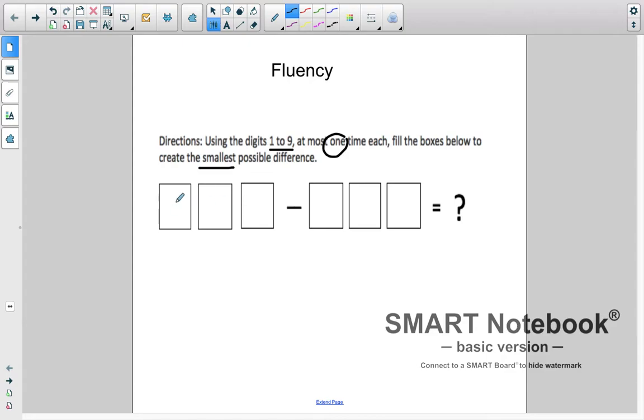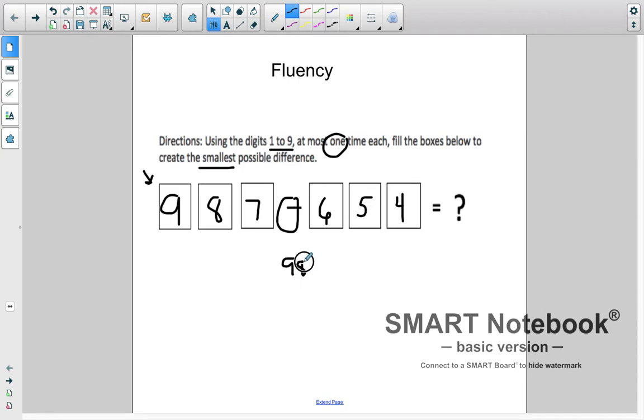So what I'm going to do is start with the number 9 because I want to have the smallest possible difference. I don't want to have a big gap in between the numbers. So I'm just going to go 9, 8, 7. So I can't use these numbers again. And remember, I'm starting with a bigger number because in a subtraction problem, you have to have the bigger number first. And then I'm just going to go down. So 9, 8, 7, 6, 5, 4. So I'm using the numbers once.